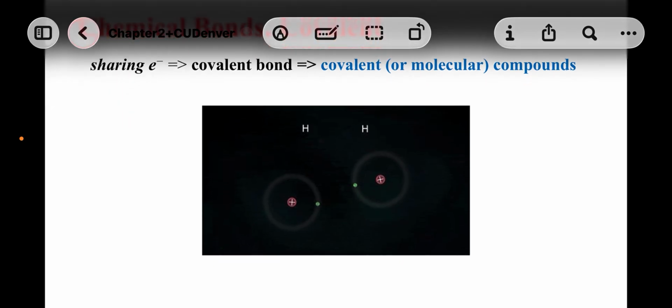When two nonmetals bond, they share electrons, forming covalent or molecular compounds. These are named using Greek prefixes, like dinitrogen tetroxide or sulfur dioxide.